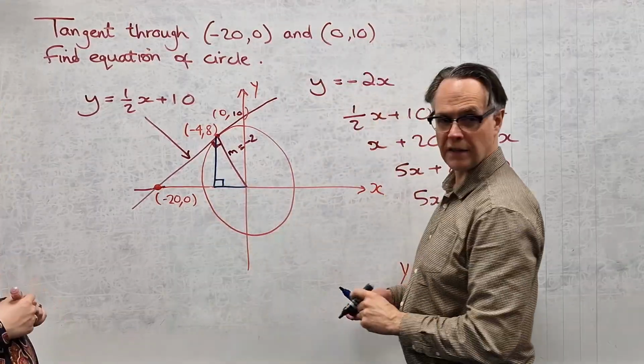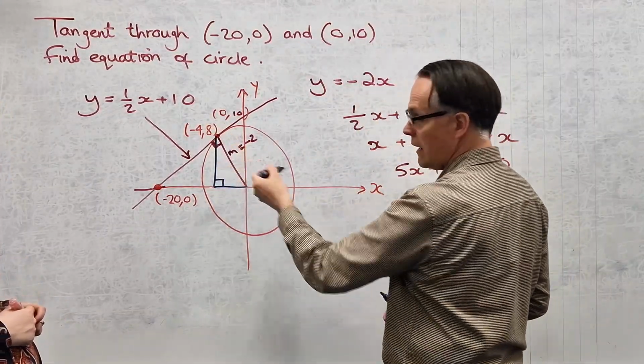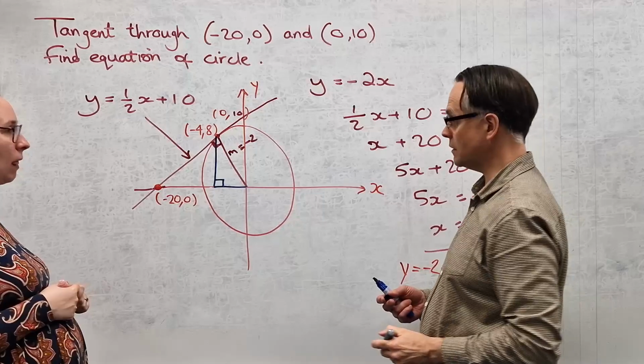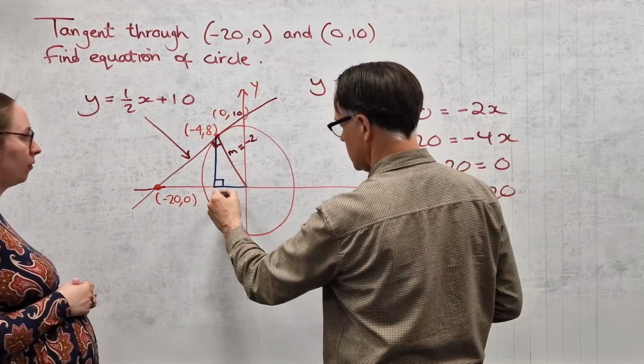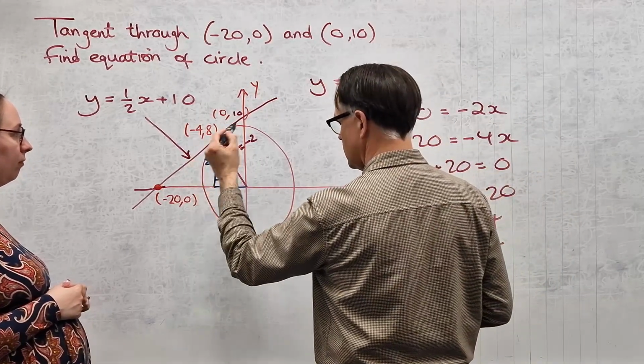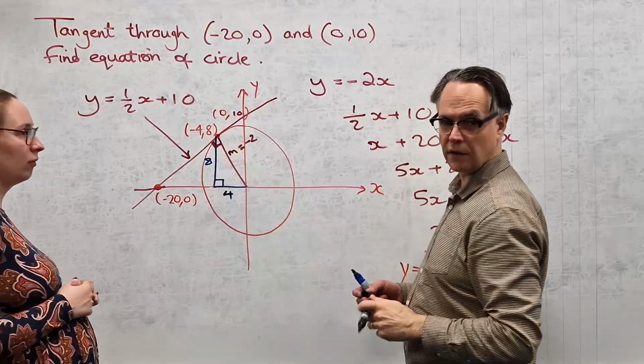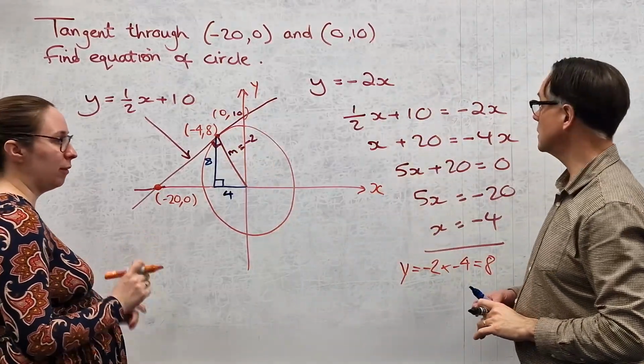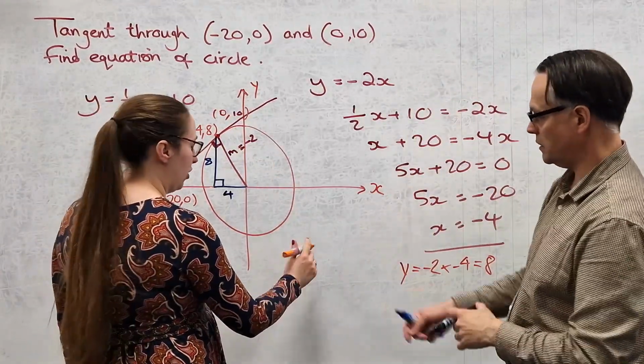So now what we've got is a right angled triangle that the radius of the circle is the hypotenuse of, and we can see that that is a distance of 4, and that is a difference of 8. So how are we going to find that? We're going to do Pythagoras. Do you want to do it? Yeah, go on, you do it down there.